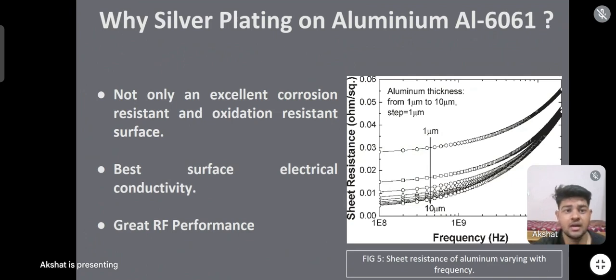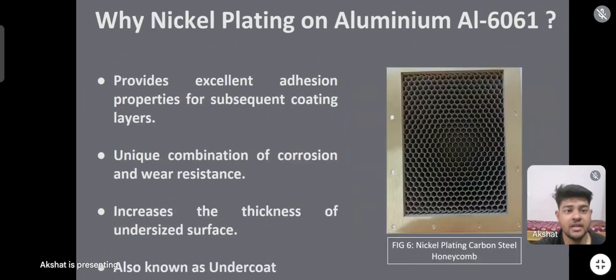But the fact is, once you are doing the silver plating on aluminum, you cannot do it directly. So that's why we need nickel plating on the surface of aluminum Al6061. Why? Because it provides excellent adhesion properties for subsequent coating layers, and a unique combination of corrosion and wear resistance. It increases the thickness of the undersized surface, and it is also known as undercoat. Here a figure is shown on which nickel plating is done.